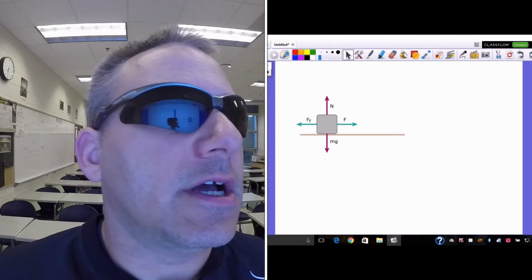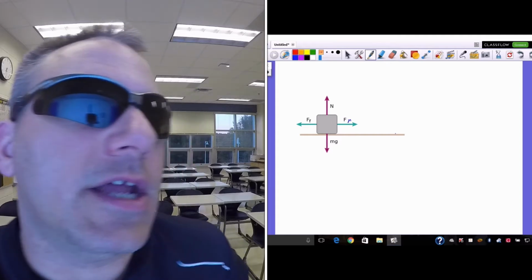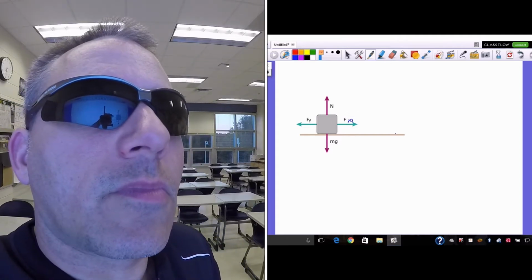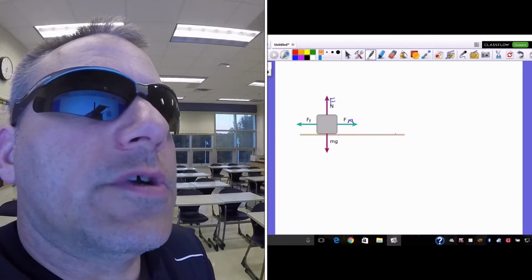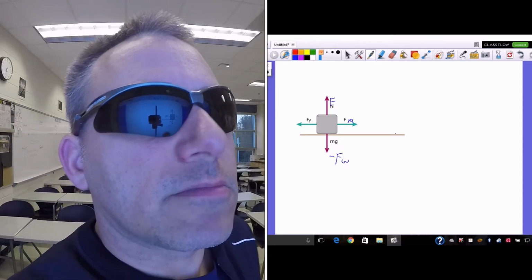It has applied force. We'll call that the applied force going this way. It has a friction force. It has a normal force. And mg means what? Weight. Means weight.